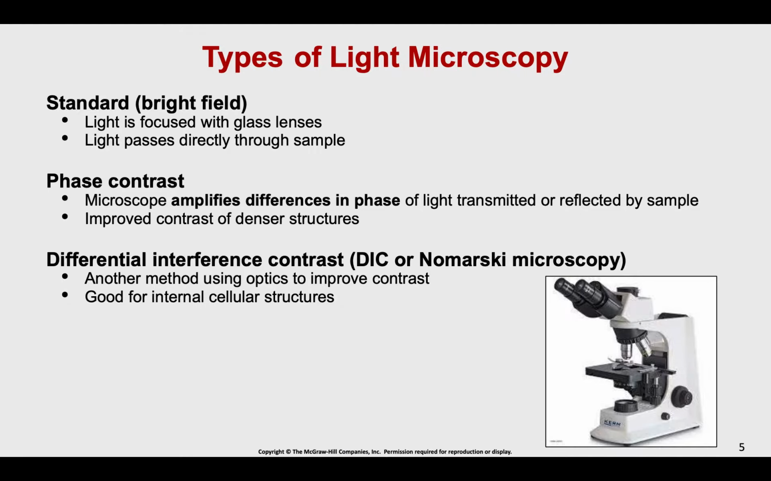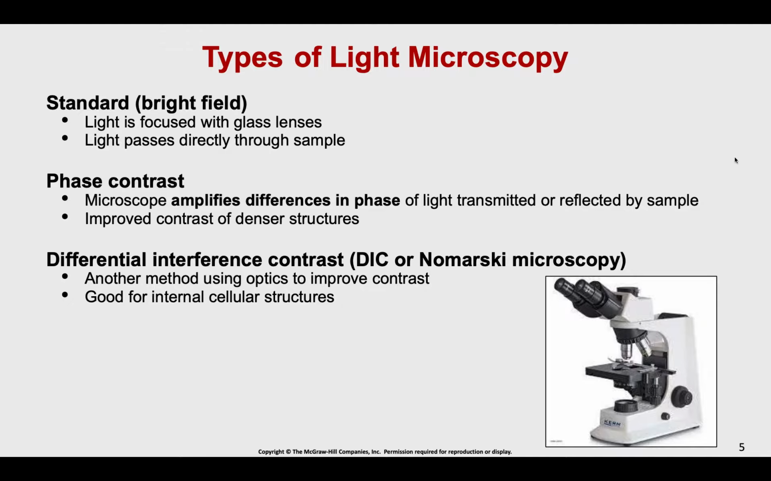All right, so if we're talking about light microscopy here, we can go in even further and talk about different types of light microscopy. All right, so the ones that we're going to be using in labs, the ones that are going to be most common because they're economical, is the standard microscope. Right, we're using the bright field microscope. So this is where light is going to be focused through a glass lens. It's going to pass directly through a sample. All right, there's nothing too unusual about it.